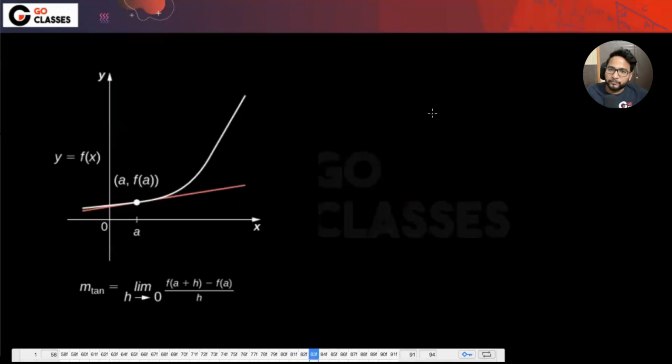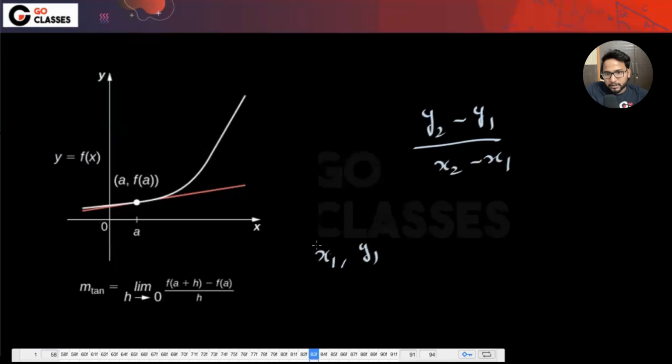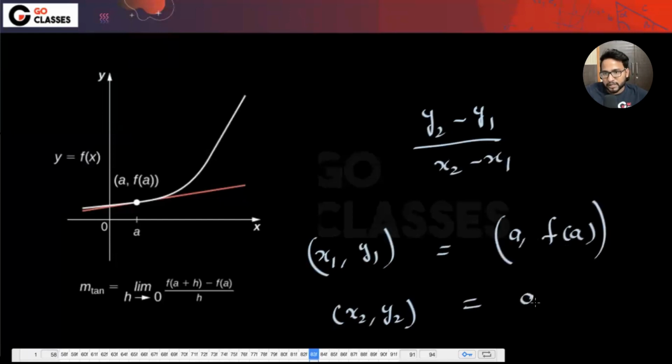So what was the answer earlier? The earlier answer was (y2 minus y1) upon (x2 minus x1). Now let's suppose that my (x1, y1) is (a, f(a)), and (x2, y2) is actually a plus h or a minus h, doesn't matter. So this point is (a plus h, f(a plus h)). Okay, so is this clear to everyone? I'm taking 2 points which are extremely close, which means h tends to 0.